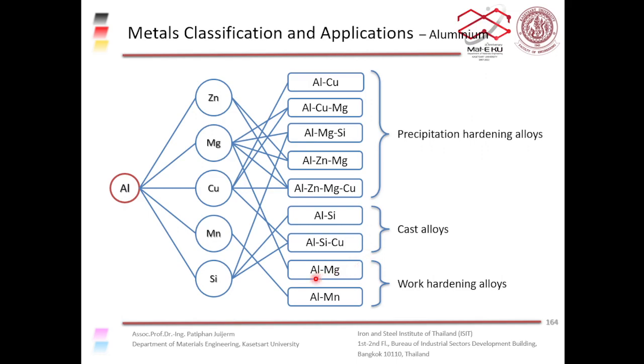Aluminum magnesium and aluminum manganese are used as work hardening alloys. That means these two materials can increase their strength by work hardening, by forming them at low temperature, by cold working. These materials form dislocations more easily, and these dislocations can hinder other dislocations, producing higher strength.